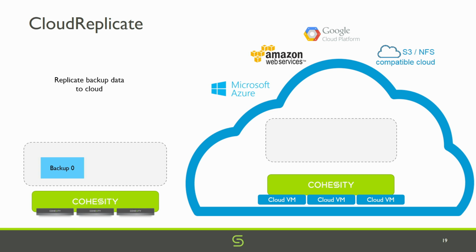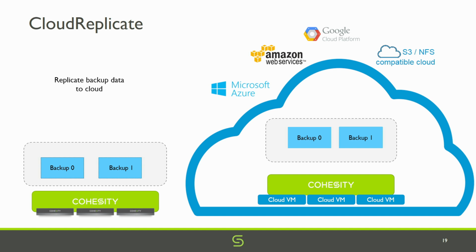VMs. Once you have Cohesity running in the cloud, now we can replicate data to that Cohesity cluster. We do some neat things, like we turn the Cohesity cluster off when it's not being used, just to save on those compute costs in the cloud. If you want to replicate the next backup, we'll bring it back up, do the replication, and so on.